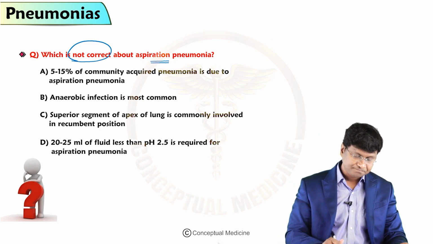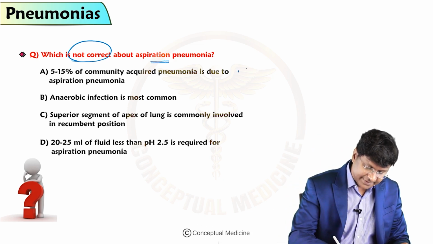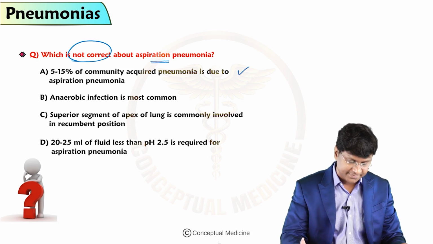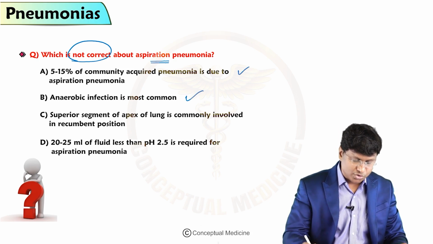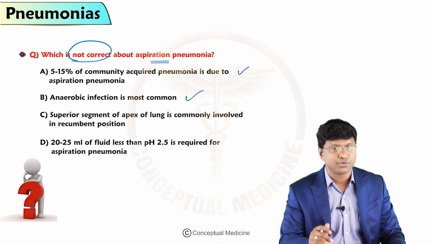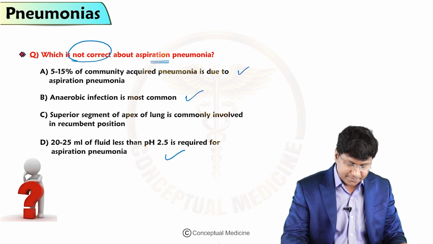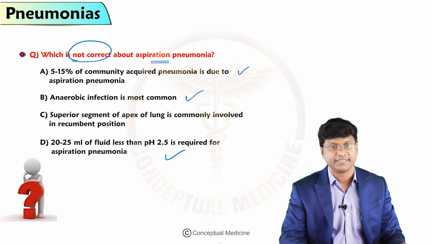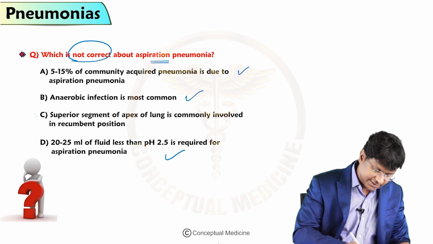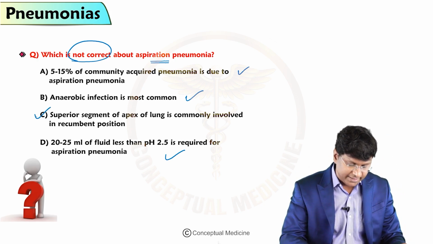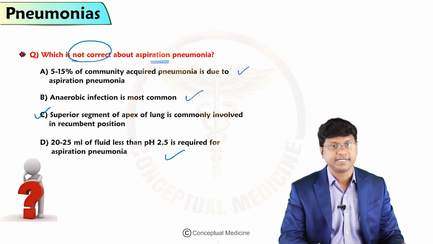Now let me tell you. The first statement is a true statement. 5 to 15% of community acquired pneumonia is due to aspiration pneumonia is a true statement. Anaerobic infection is most common in aspiration pneumonia is also a true statement. And 20 to 25 ml of fluid less than pH of 2.5 is required for aspiration pneumonia is also a true statement. But the third statement is not correct. Superior segment of the apex of the lung is commonly involved in recumbent position is the wrong statement.